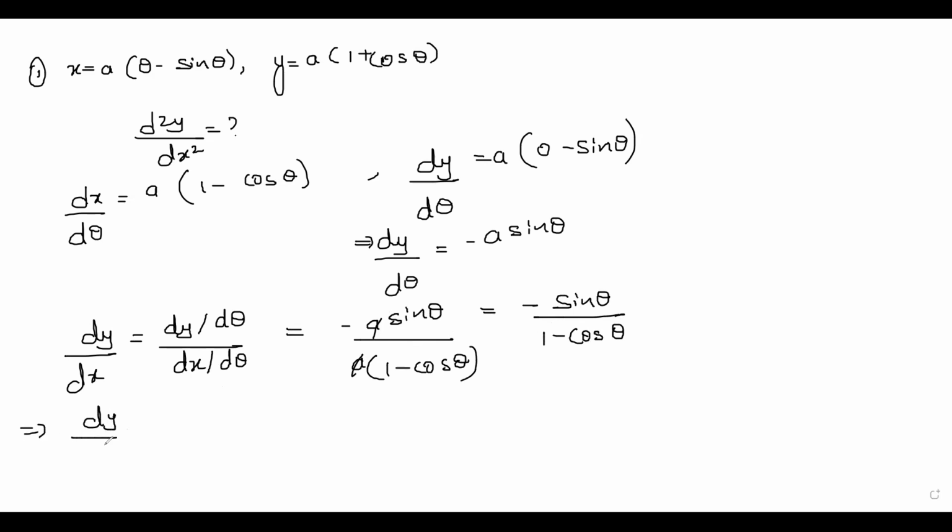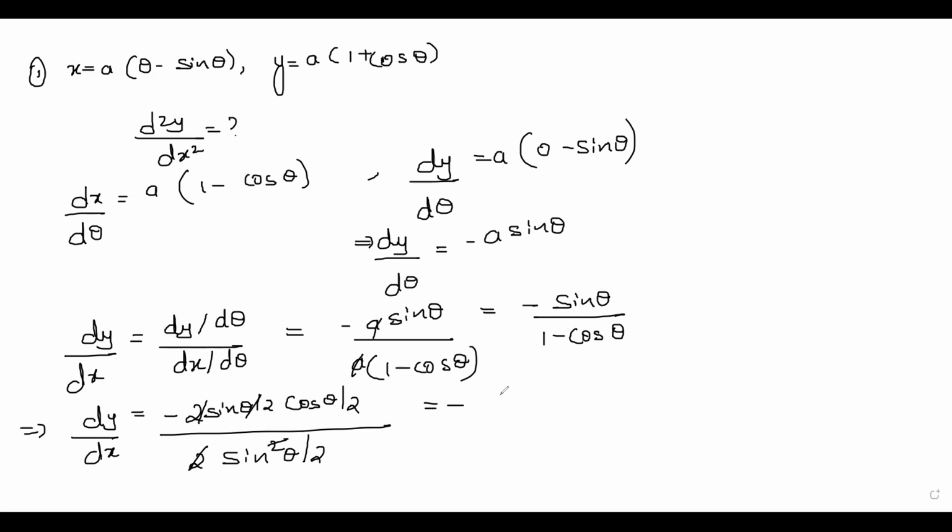So dy by dx is equal to, put this formula, 2 sine theta by 2 cos theta by 2 in the numerator, and in the denominator we have 2 sine square theta by 2. So 2 will cancel out, and this sine will cancel out. So we will get minus cot theta by 2.